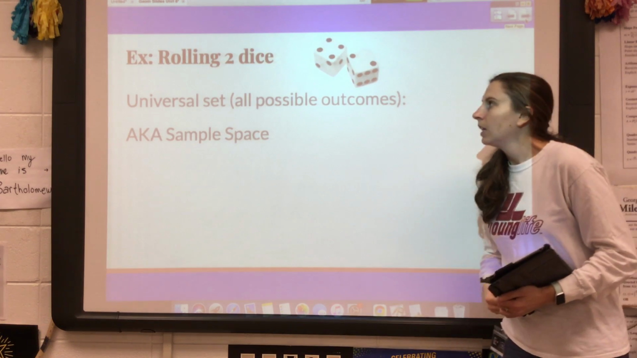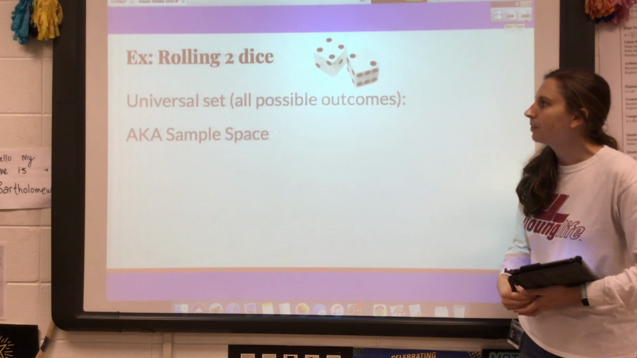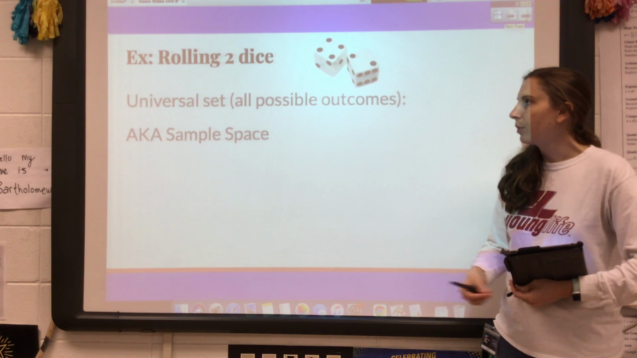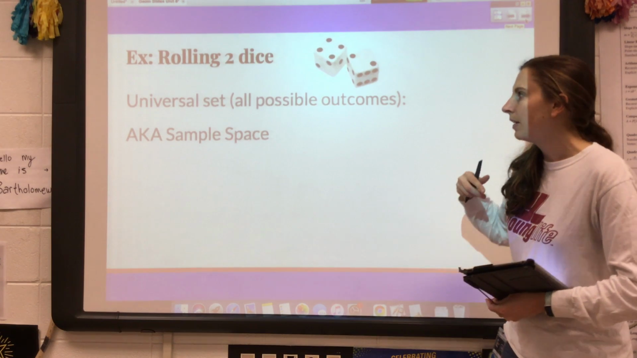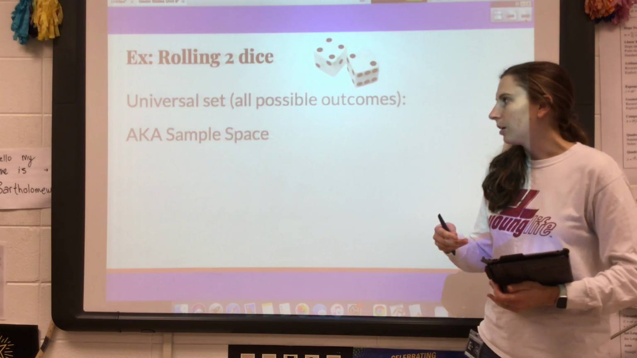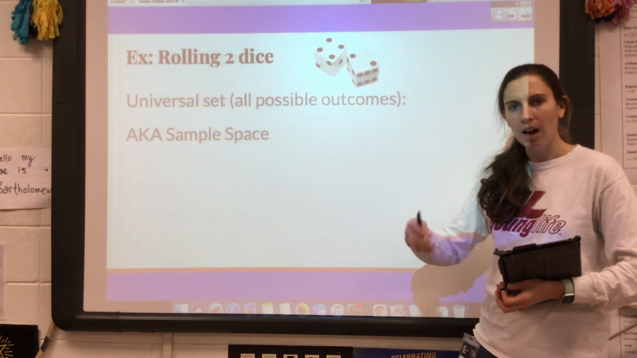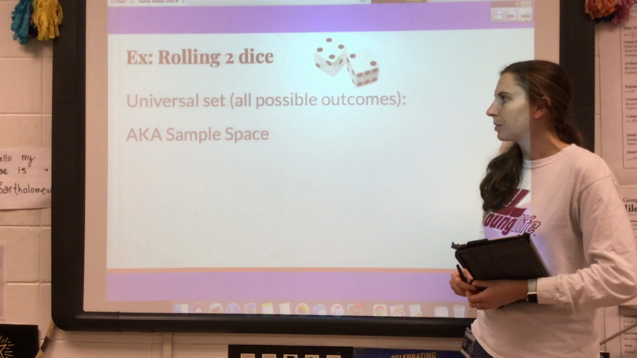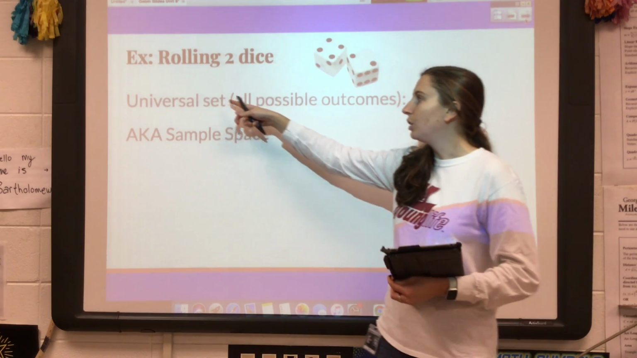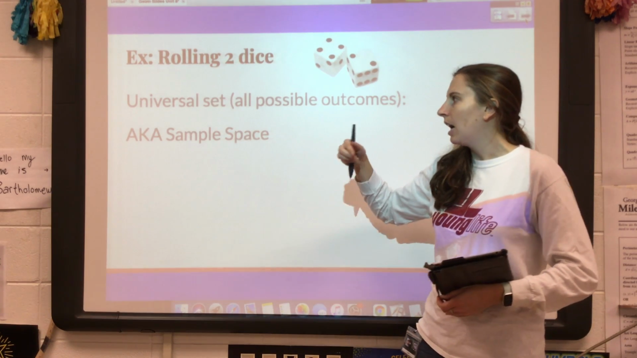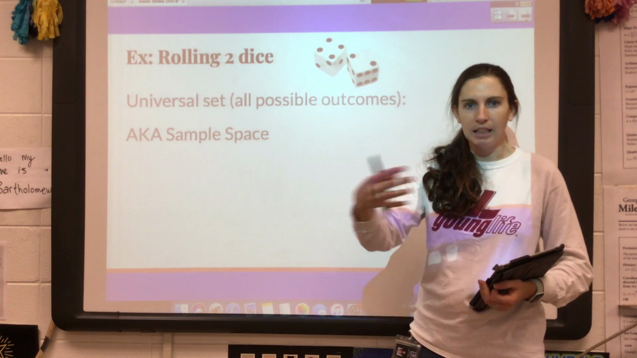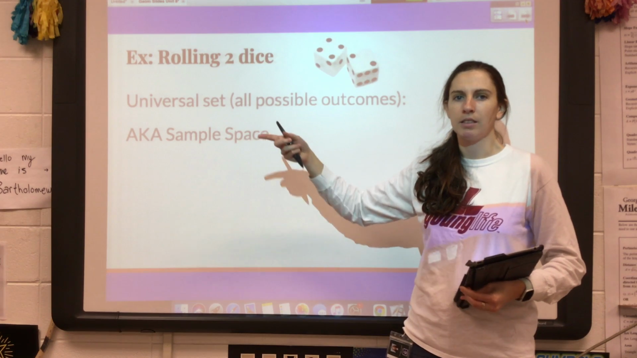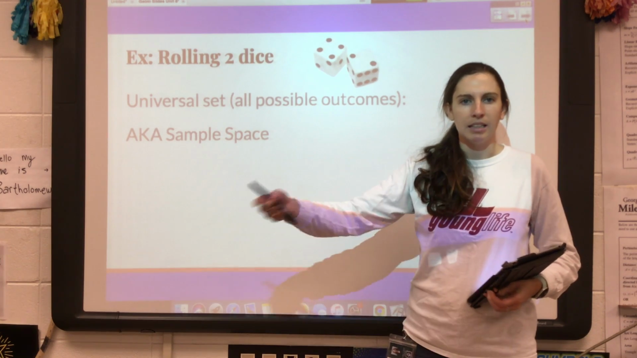Okay, let's go through an example here. Let's imagine we are rolling 2 dice, and the sum of what we get is going to be the outcome. There are a lot of outcomes I could get here, and all the possible outcomes make up what we call the universal set. The universal set, again, literally just means all the possible outcomes. Sometimes this is called the sample space. It's the space of all the samples you could get.